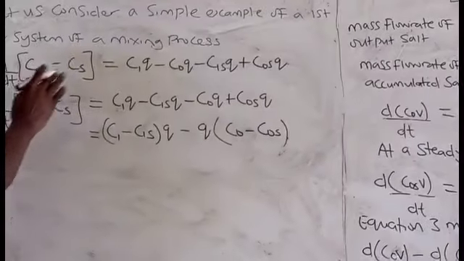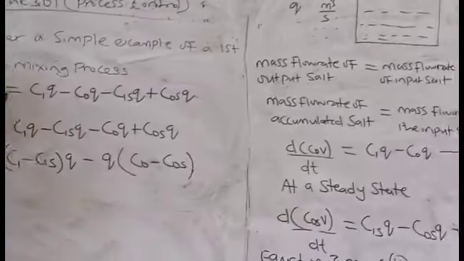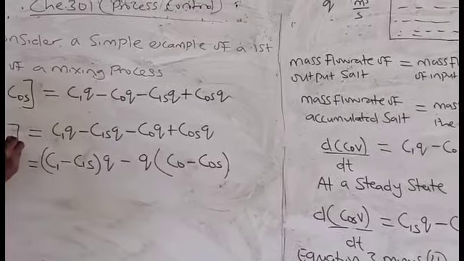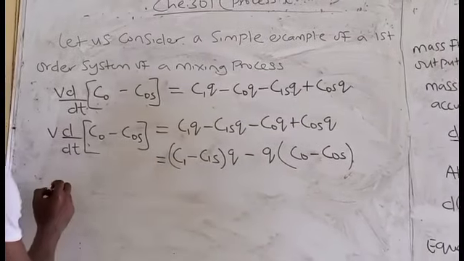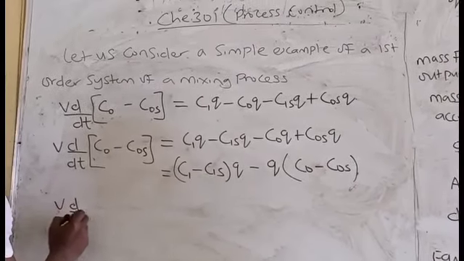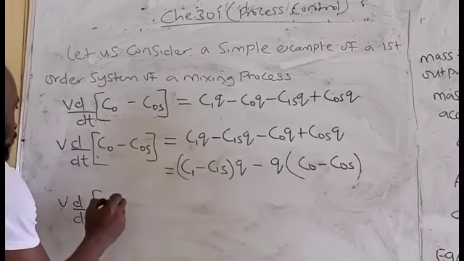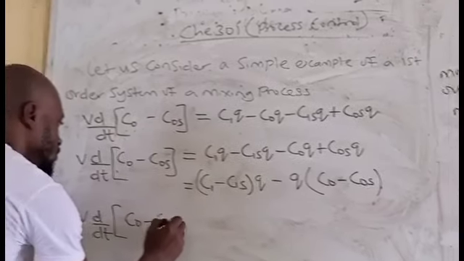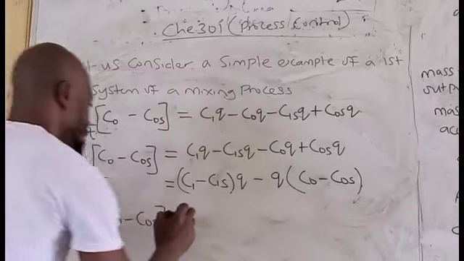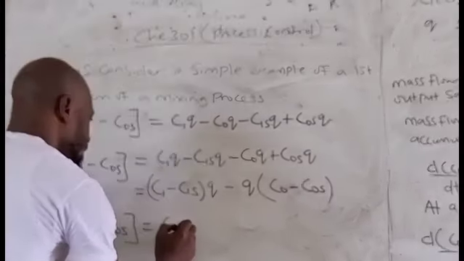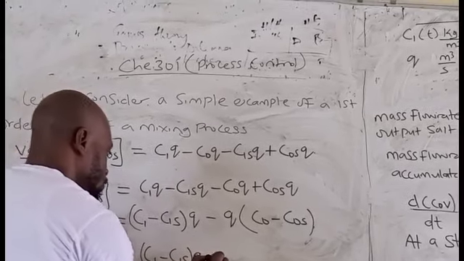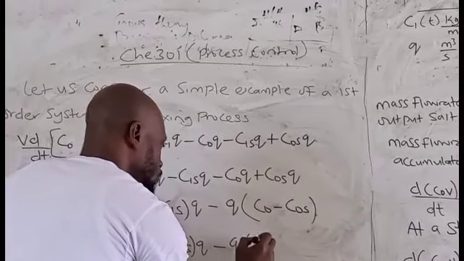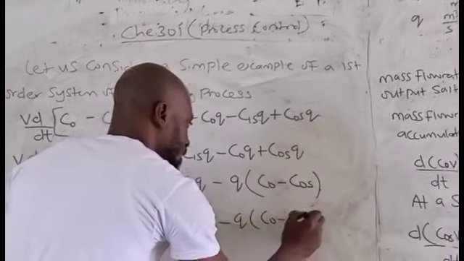Then here COS. So that's the correction. So from here now, I have V d over dt into CO minus COS, equal to C1 minus C1S, multiplied by Q, minus Q into CO minus COS.